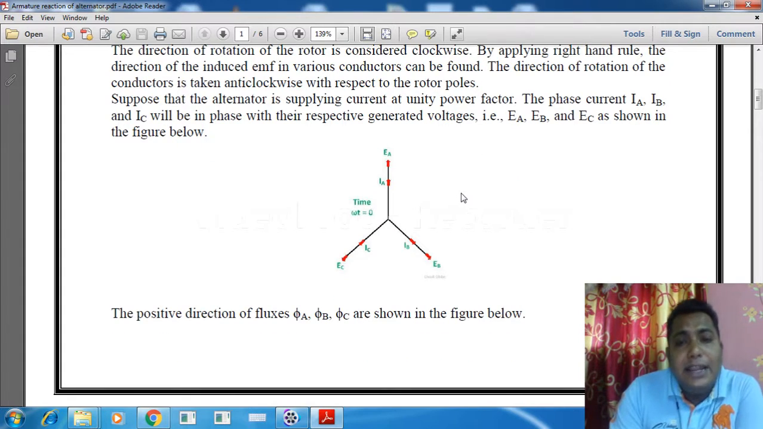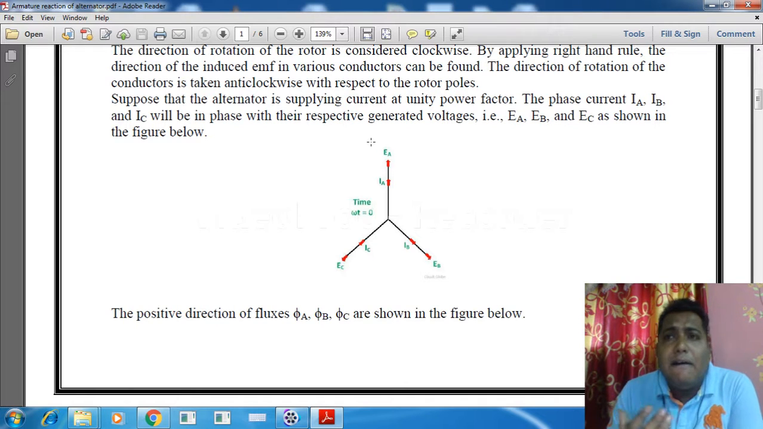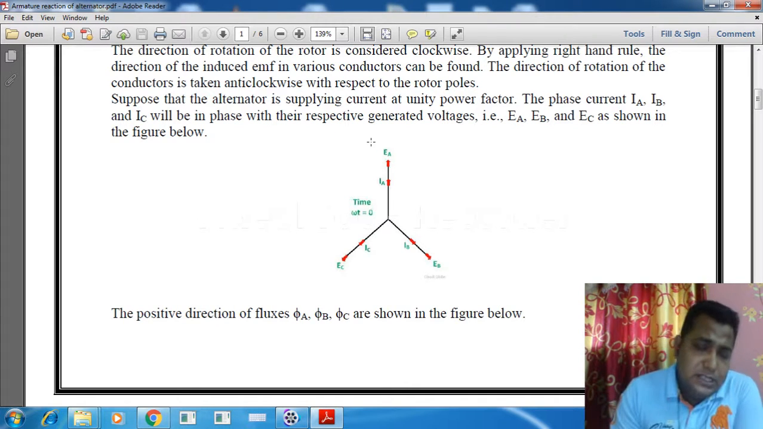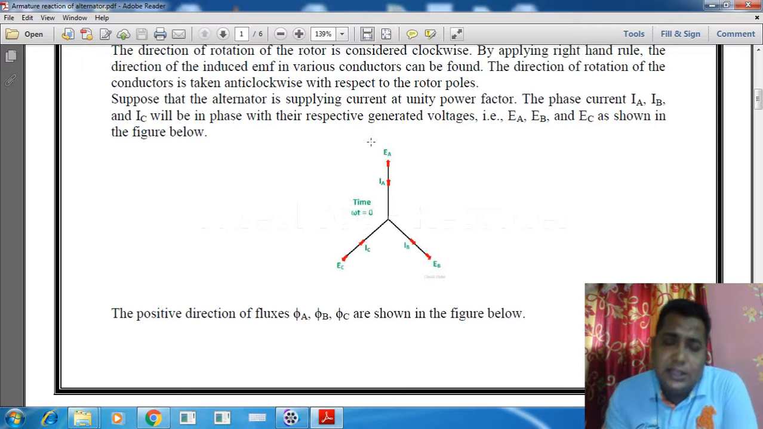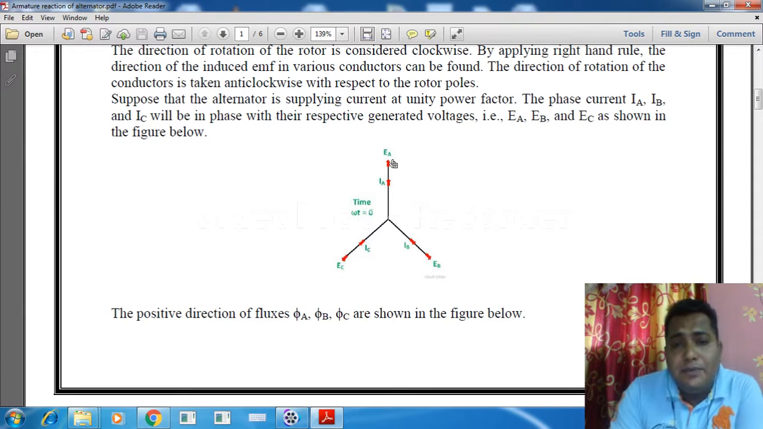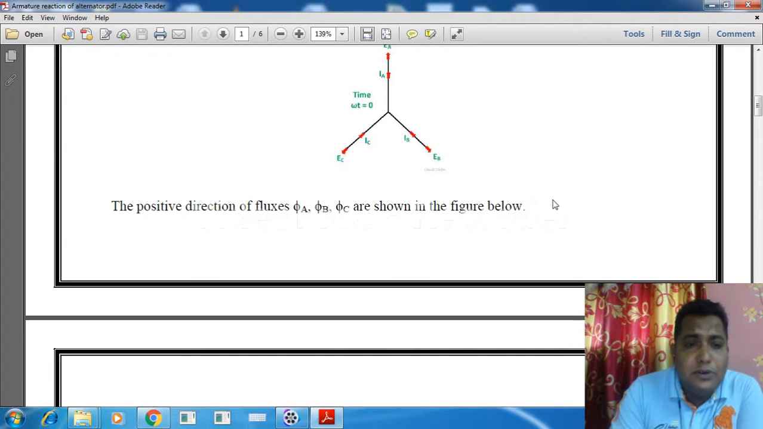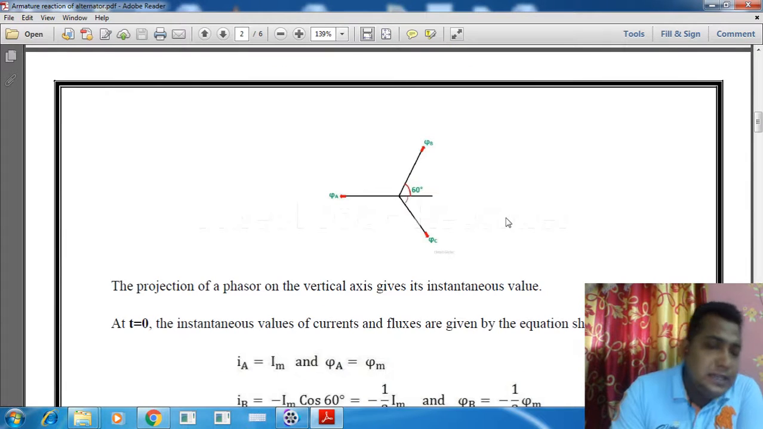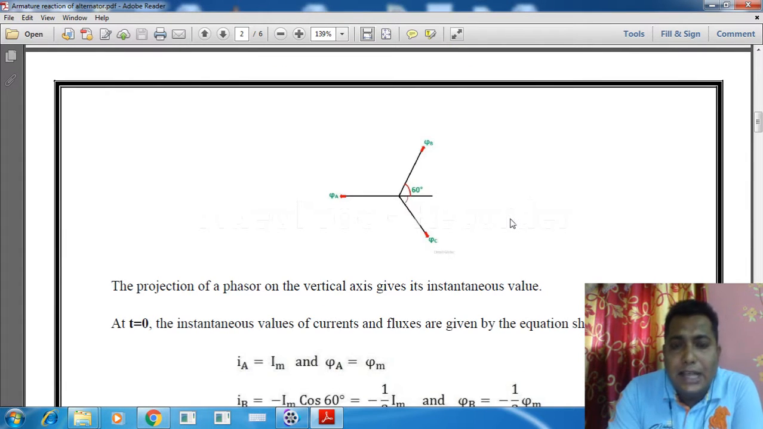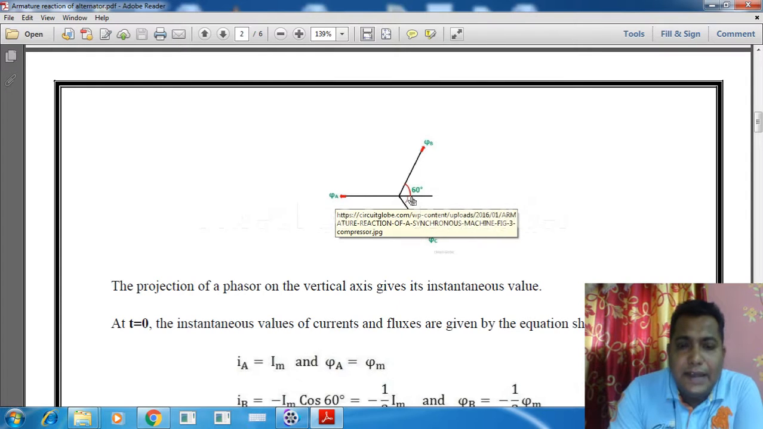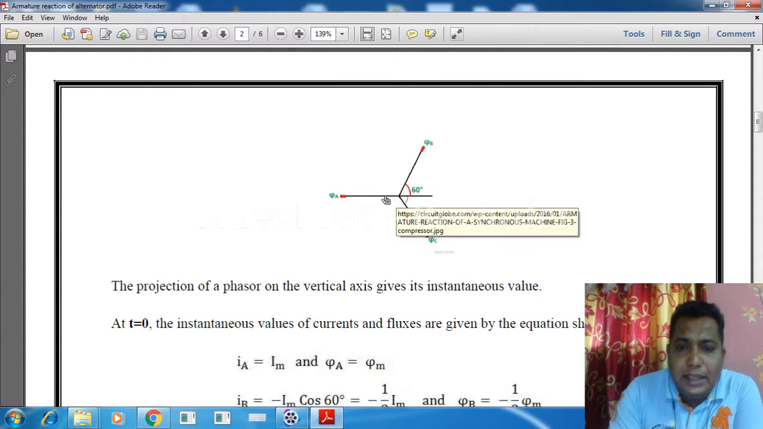Now let us see. These are the EMF and current. Now let us see the position of those three phase fluxes that we are discussing. These are the fluxes that we have used: that is phi A, that is phi B, and that is phi C.